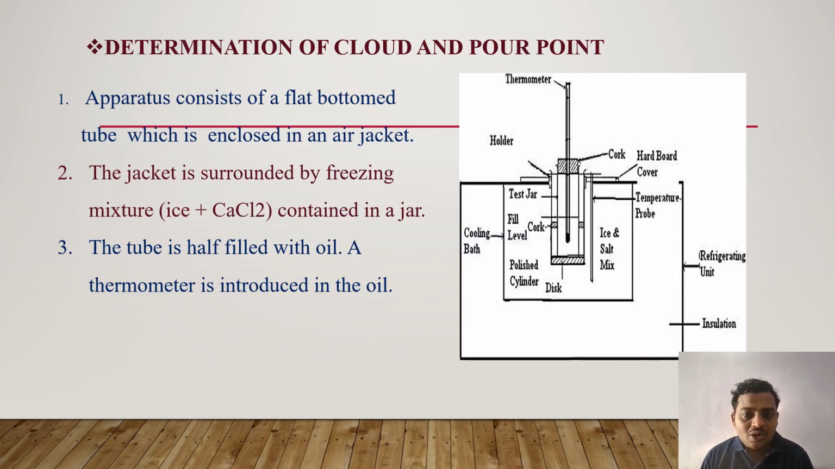We determine the cloud point and pour point. Here there is a setup which is used to determine the cloud point and pour point. This apparatus consists of a test jar which has a flat bottom, and it is enclosed in the air jacket. The oil sample is filled in this test jar.